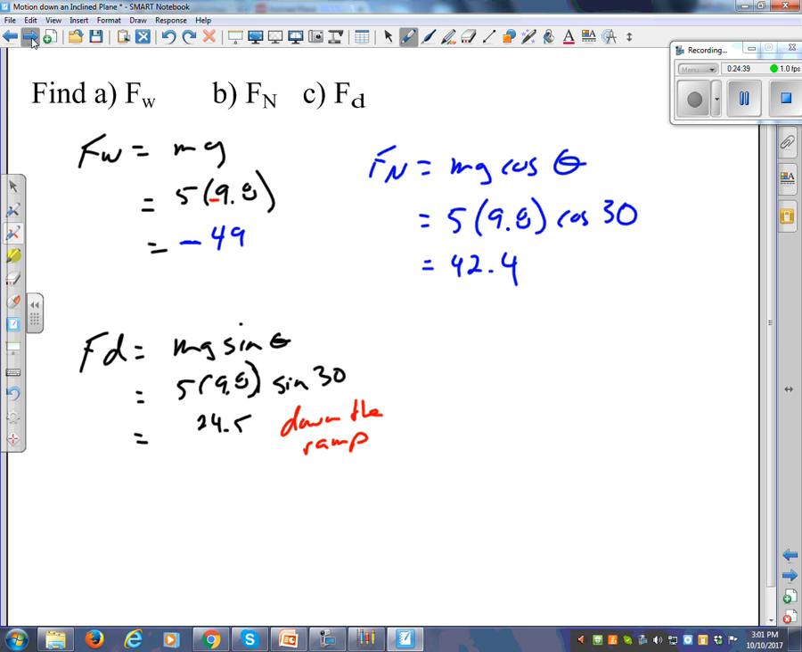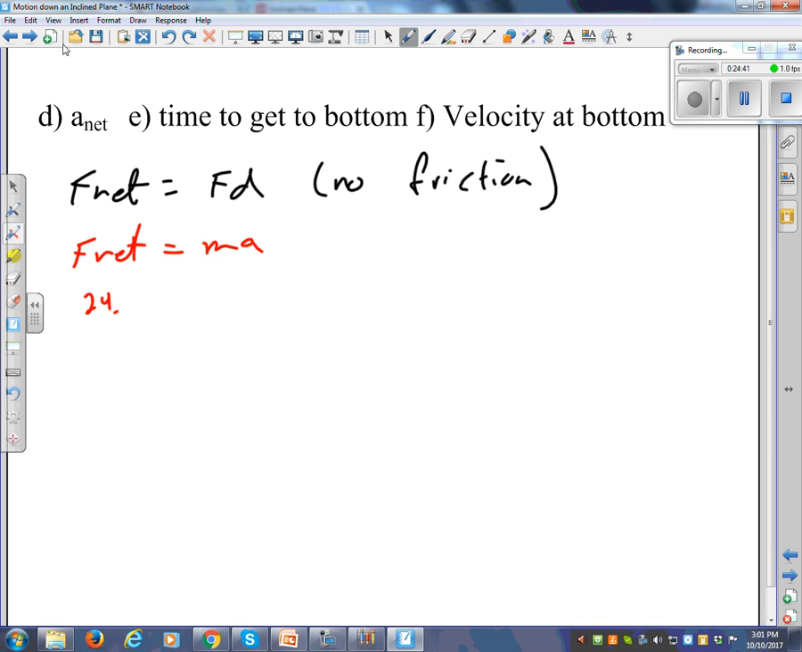24.5 is equal to, is it 5 kilograms? 5a, right? So it's 24.5 divided by 5, 4.9. And as Ty stated way back at the start, the acceleration is going to have to be less than 9.8. If you get an acceleration of greater than 9.8, you got a problem. Because there's no way it can be more than 9.8 if it's going down a ramp.